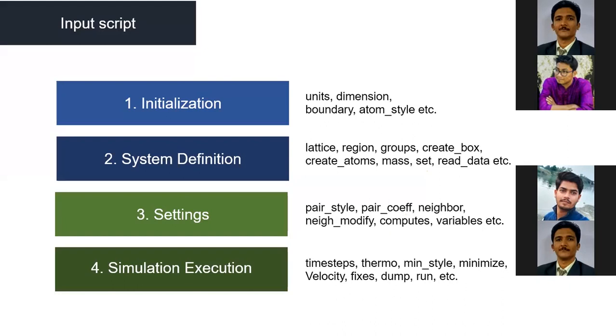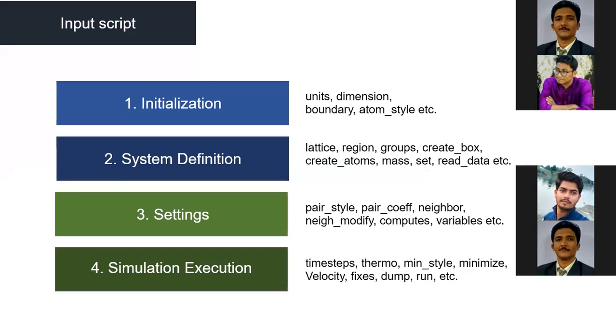Then comes the setting part. So this is one of the important parts, the setting part. In the setting part, what we do is we define the force field. That is the pairwise coefficients. So suppose you're using a Lennard-Jones potential, or maybe an EAM or MEAM potential. So in this section, you will be defining those potentials for your pairwise interaction of atoms.